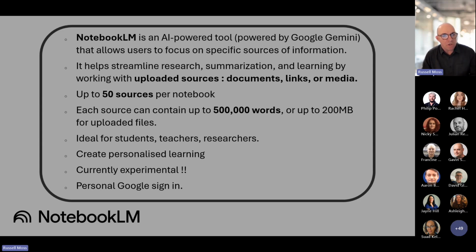For each notebook, you can upload 50 sources, so it's a vast amount of information in there, and I'll show you what it looks like in a moment. Within that source, believe it or not, it's 500,000 words per source. I'm not sure about that, but in essence, what it says is that you could load up a whole book and ask it questions. So if you had an audio book or whatever, you could put it in there, and then you can use it as a sort of teaching tool.